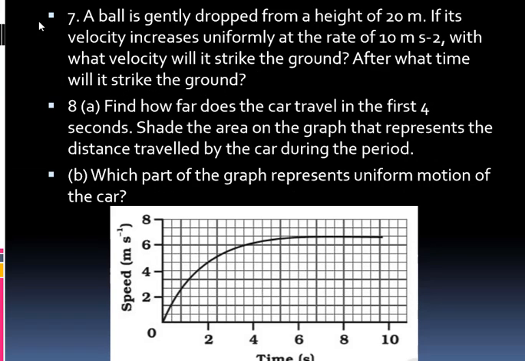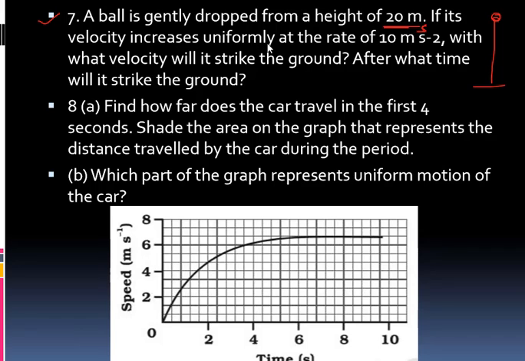Okay, this one, question number 7. A ball is gently dropped from a height of 20 meters. So this is a ball, suppose this is the ground. This distance is 20 meters. So what is given here? What is this 20 here? S. That means displacement is 20 meters.